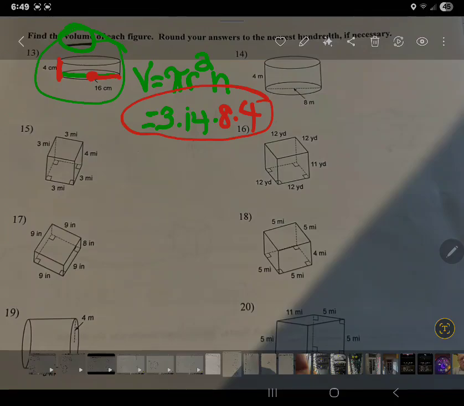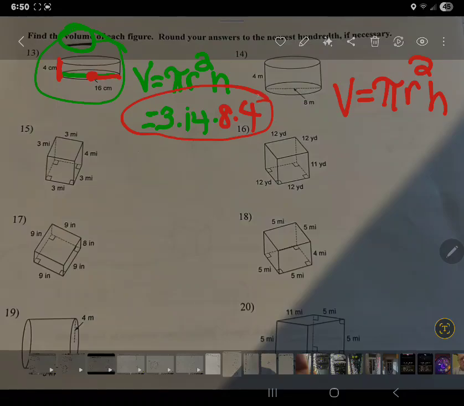So again, that formula is V equals pi times r, which is the radius, squared times h, which is the height, okay? But you're going to have to be very careful when you do these, because sometimes they're going to give you all the way across, which is the diameter. Remember 7th grade, we did that. And sometimes they're going to give you the radius, which is halfway across, and then you'll already know.